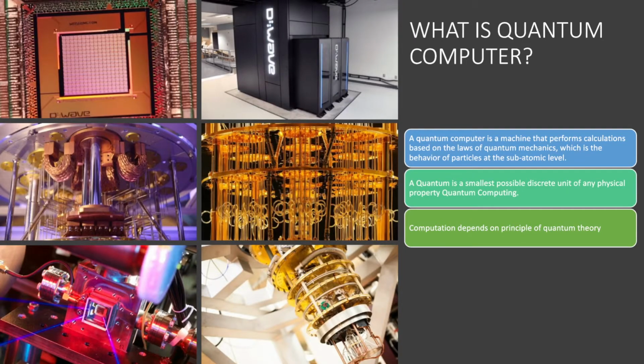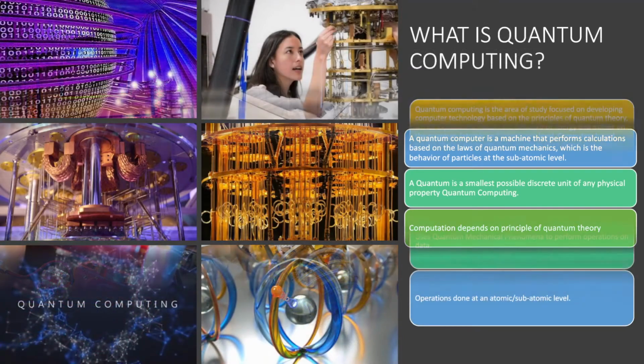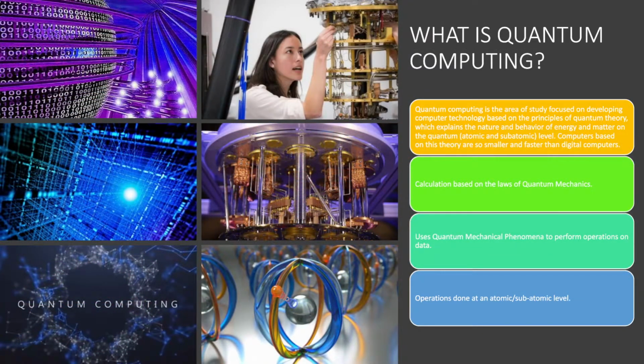A quantum computer is a machine that performs calculations based on laws of quantum mechanics, which is the basic behavior of particles at subatomic levels. A quantum is a smallest possible discrete unit of any physical property in quantum computing. Computation depends on the principle of the quantum theory. Now, what is quantum computing?